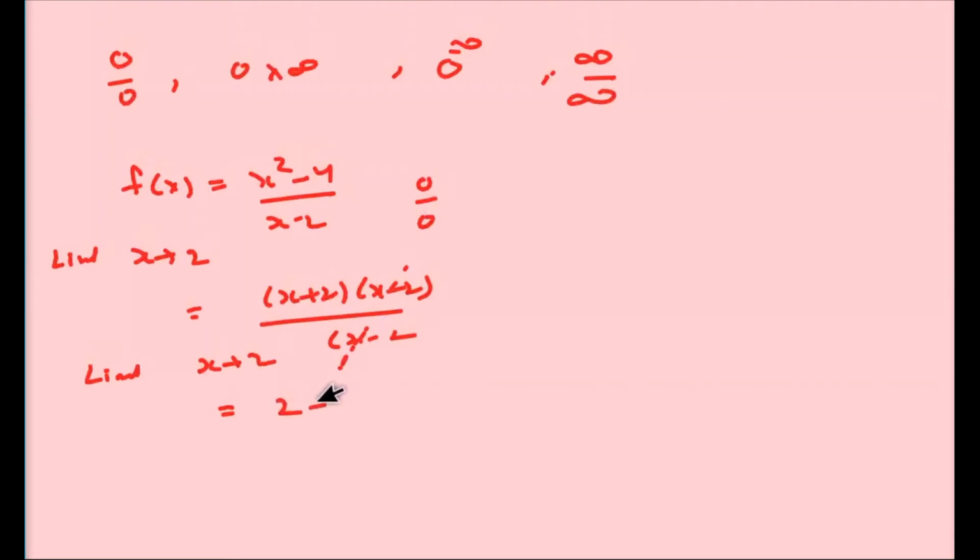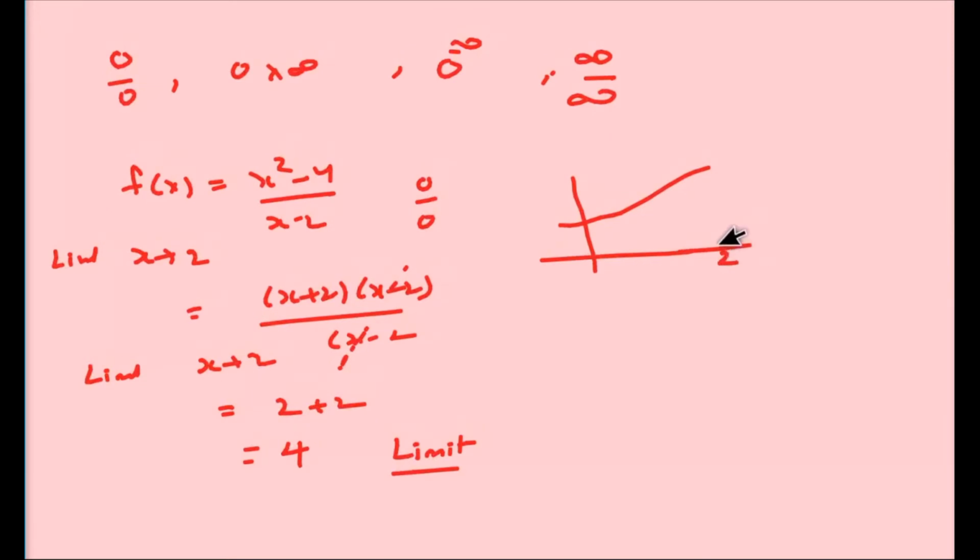So here 2 plus 2 is equal to 4. So now we are finding a limit here, 4. So it is only a limit, it is not a true limit, but it is a limit. On the graph of this function, at 2, we cannot find a point. We cannot find a point here.